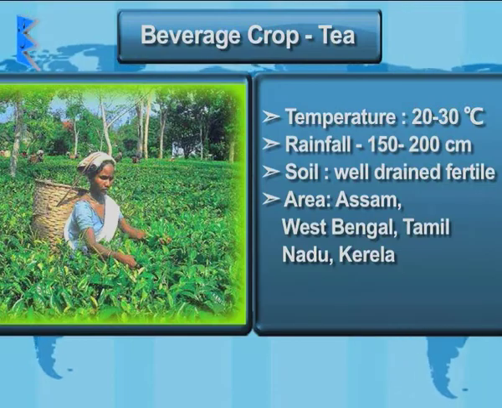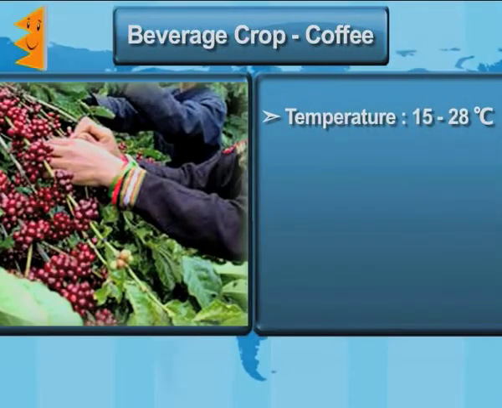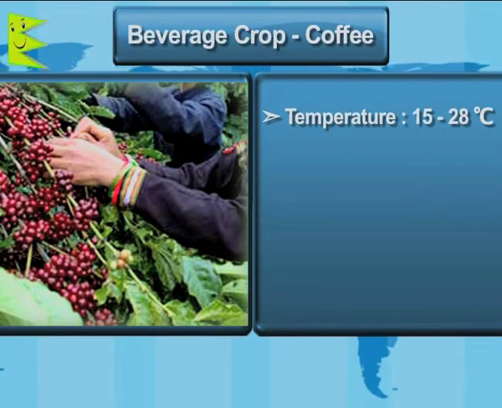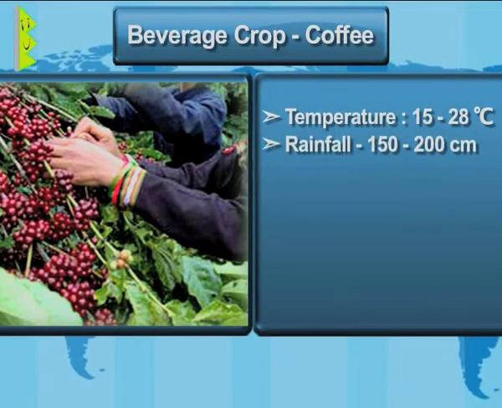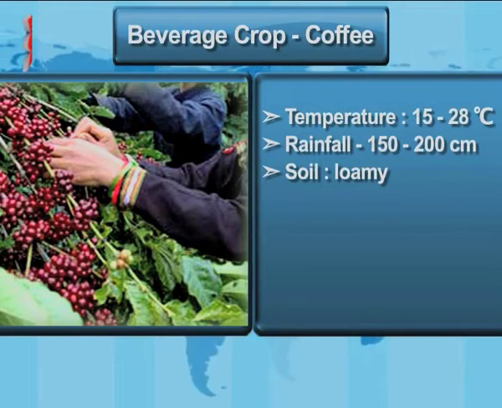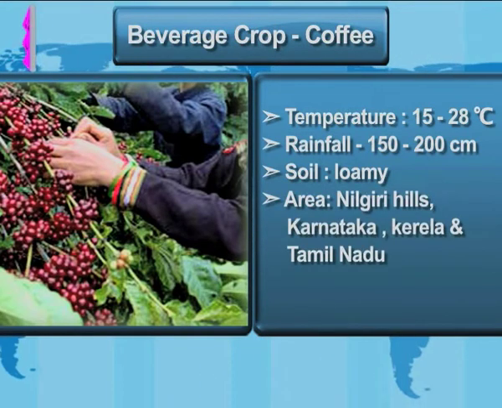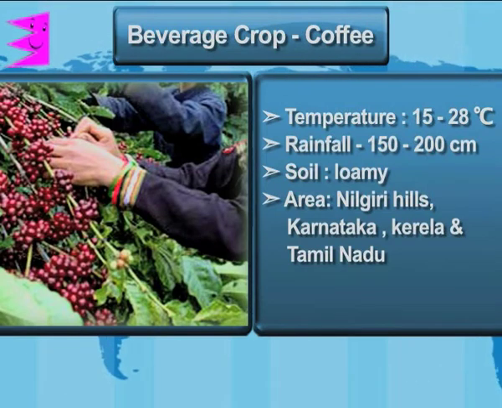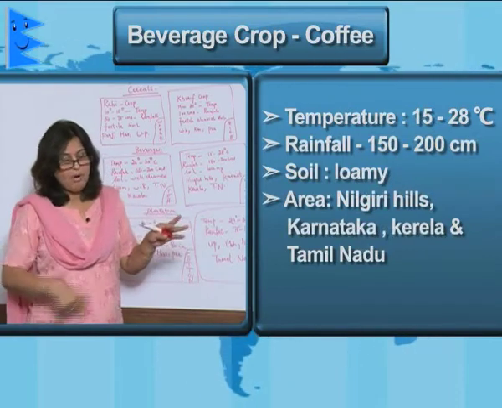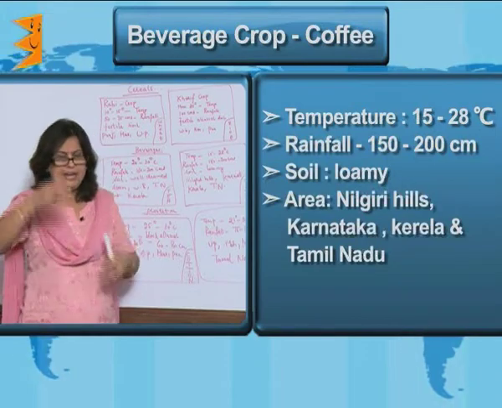Then let's move to coffee. Now, here the table is the temperature required for growing coffee 15 to 28 degrees centigrade. Rainfall required 150 to 200 centimeters. The loamy soil is required for this crop, and it's grown in Nilgiri Hills, Karnataka, Kerala and Tamil Nadu. Isn't it very easy, children? If you just make boxes and remember it like this, instead of just cramming it day and night.